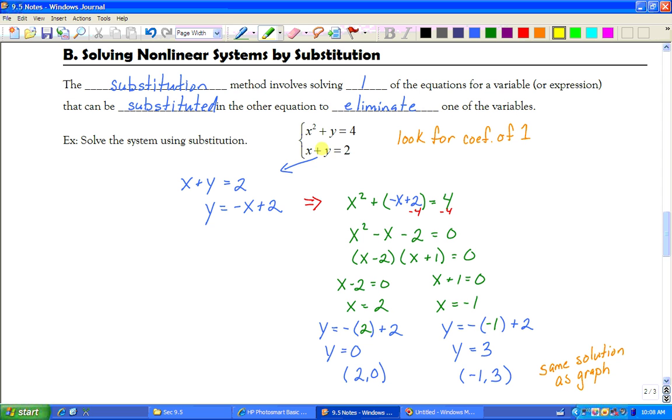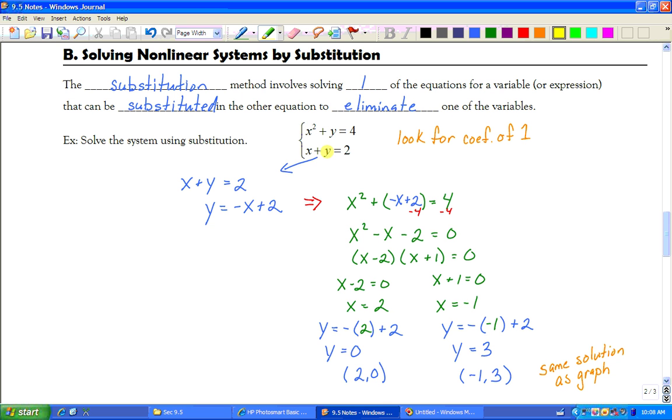So we're going to look at the same system that we just graphed, but we're going to use the substitution method to solve. Now, it's usually easiest to look for a coefficient of 1. Well, we have three different choices here. We have this is y, this x, and this y. Well, if I look at this formula, this x is being squared.